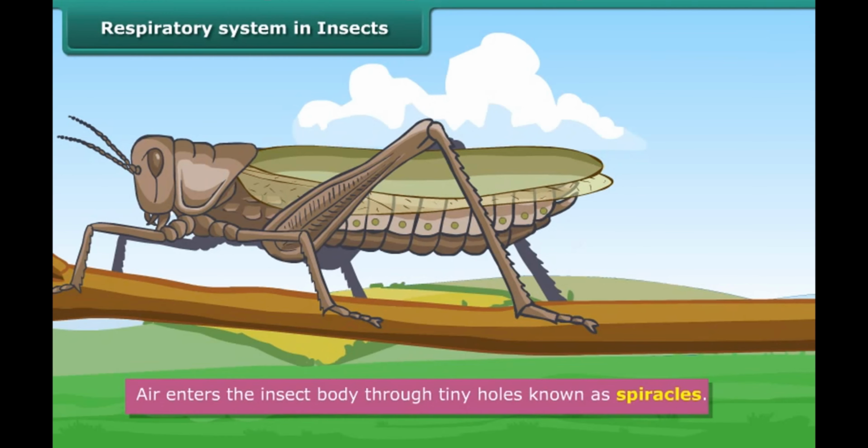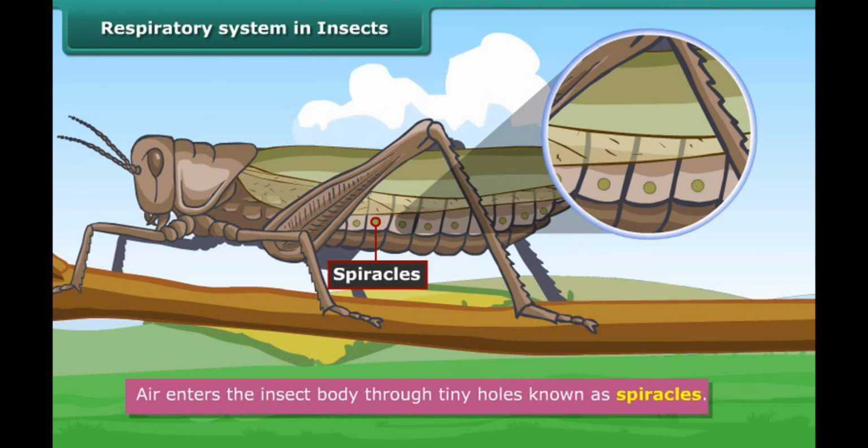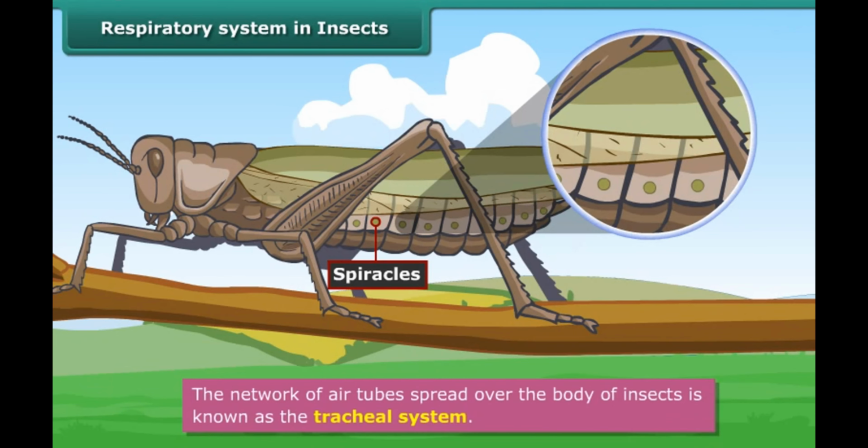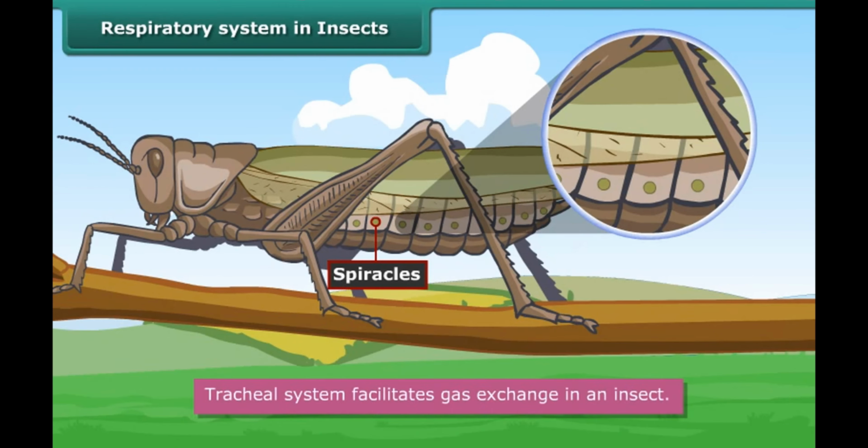Air enters the insect body through tiny holes present on the sides of the body. These holes are known as spiracles. The spiracles open into a network of thin air tubes spread over the body of an insect. These tubes are known as the trachea and they facilitate gas exchange.